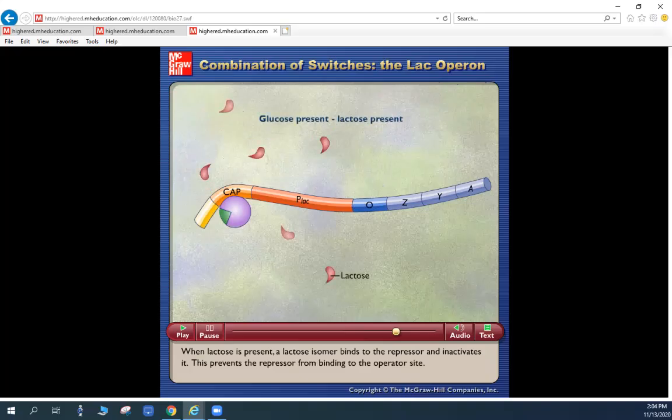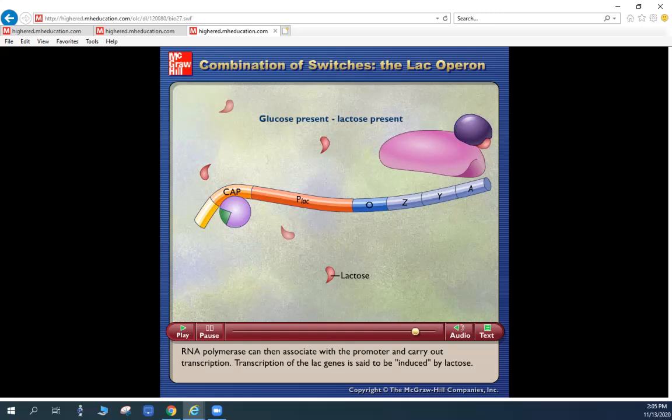When lactose is present, a lactose isomer binds to the repressor and inactivates it. This prevents the repressor from binding to the operator site. RNA polymerase can then associate with the promoter and carry out transcription. Transcription of the Lac genes is said to be induced by lactose.